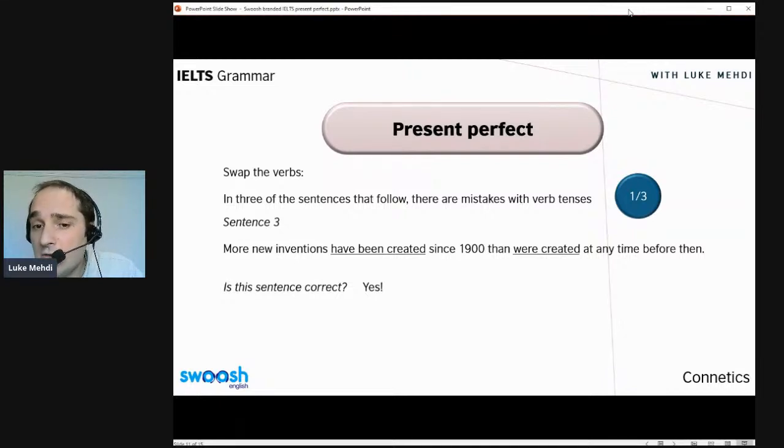So yes, this is a correct sentence. You could use the past perfect for the second half of this sentence, but the past simple passive is also fine. So you could say than had been created at any time before then. That is quite a high level way of organizing time through tenses. Here you could use either.